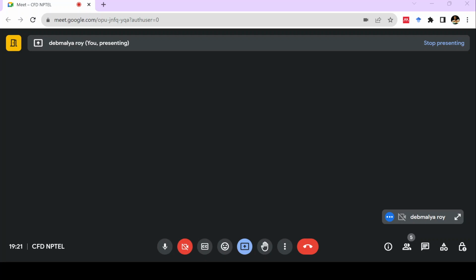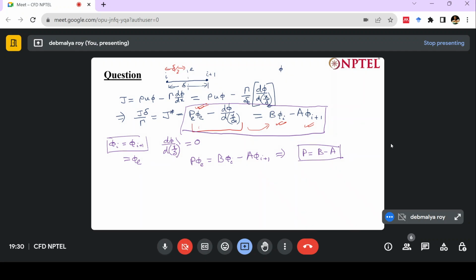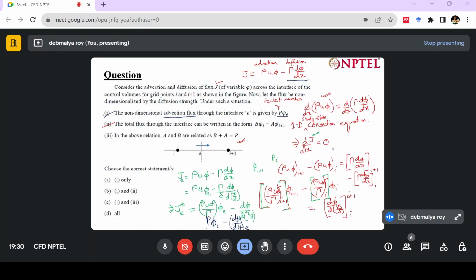Is this understood? Yes, sir. Okay. So here there is some mistake. So this will be B minus A. If B minus A, then it is correct. Otherwise, this is not correct. So only 1 and 2 are correct. So third one is not correct.